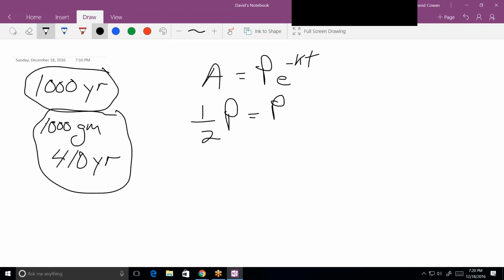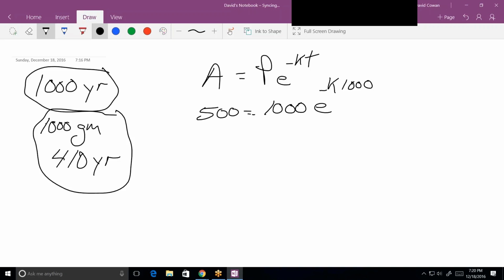No, you don't want to do that. Conceptually, we're turning P into half P. Right. If I put 1,000 in there, in other words, if I used all the information they gave us, then 1,000 becomes 500, right? It would be 1,000 becomes 500 e to the minus k times 1,000 years. That's how long it takes for this substance to go by half.